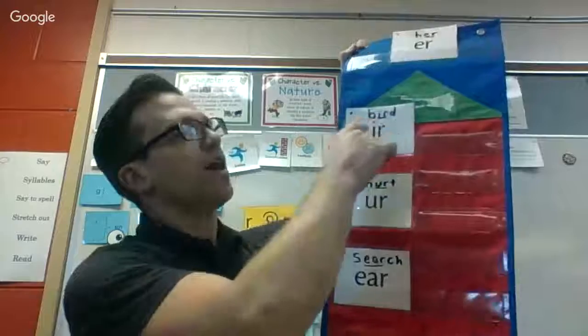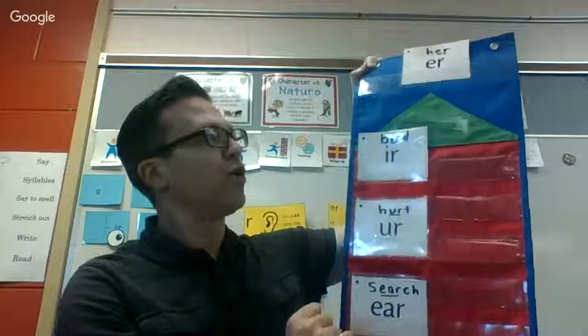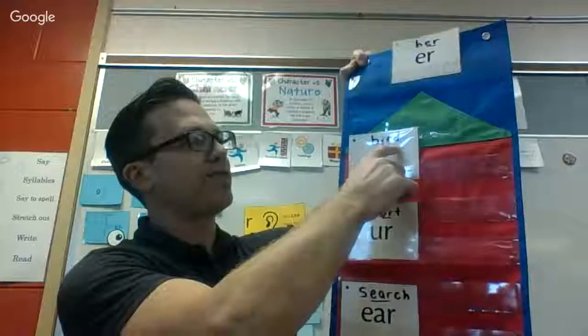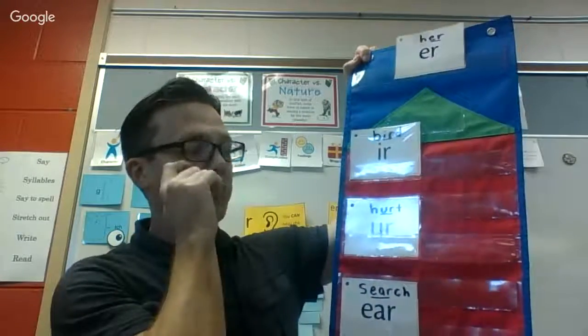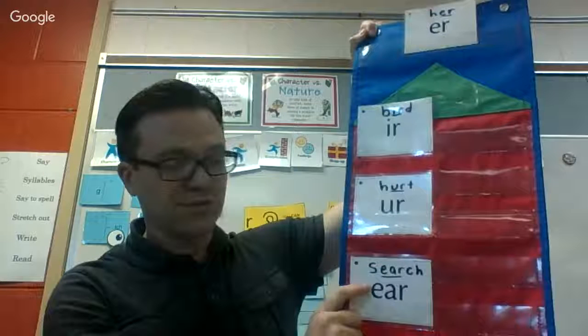What you're going to need for the lesson, the new phonogram cards are the IR, the UR, and the EAR. Over the top of them, I have written a keyword. For IR, I wrote bird. For UR, I wrote hurt. And for EAR, I wrote search.